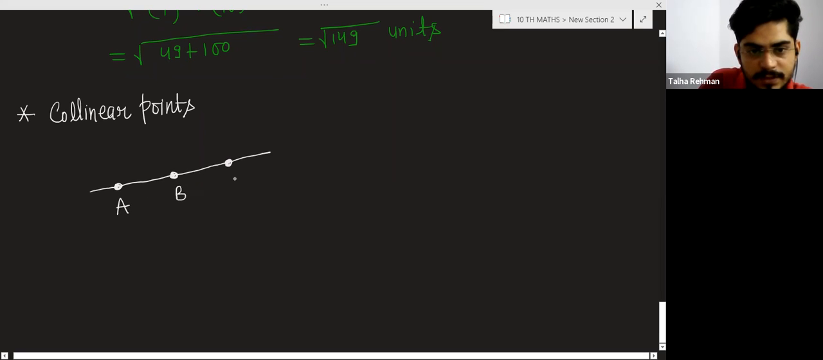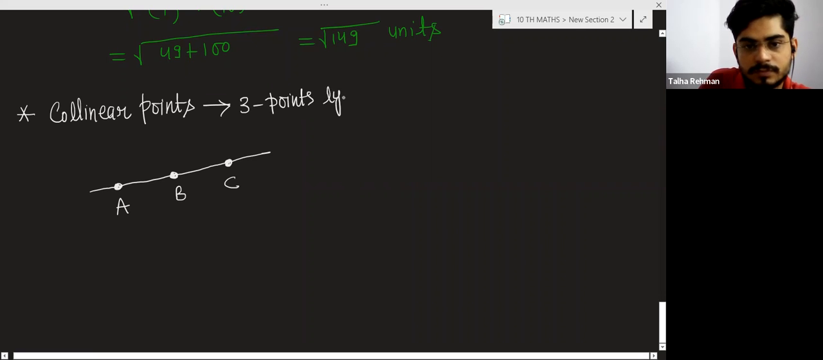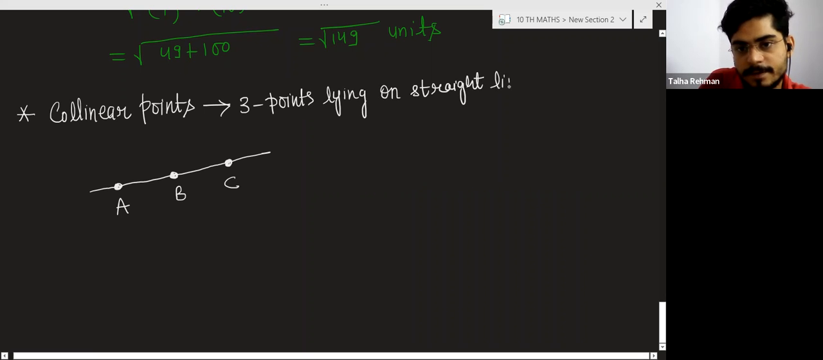A, B, C. For collinear points, you can write 3 points lying on a straight line. If they are lying on the straight line, they will not make a triangle. So you can write AB plus BC is equal to AC.